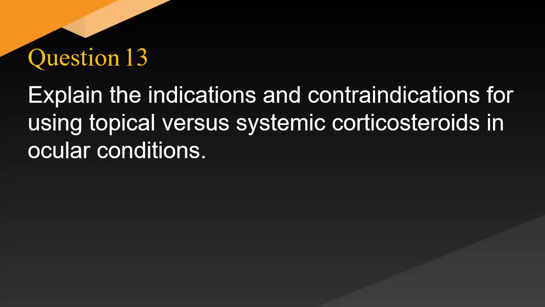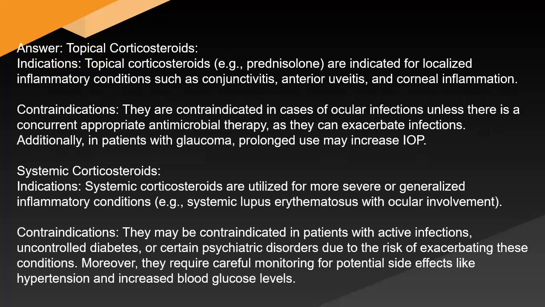Explain the indications and contraindications for using topical versus systemic corticosteroids in ocular conditions. Answer: topical corticosteroids. Indications: topical corticosteroids, e.g. prednisolone, are indicated for localized inflammatory conditions such as conjunctivitis, anterior uveitis, and corneal inflammation. Contraindications: they are contraindicated in cases of ocular infections unless there is a concurrent appropriate antimicrobial therapy, as they can exacerbate infections. Additionally, in patients with glaucoma, prolonged use may increase IOP.